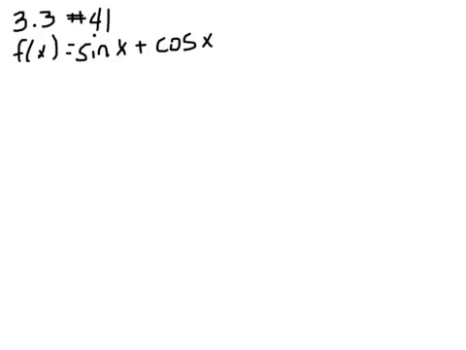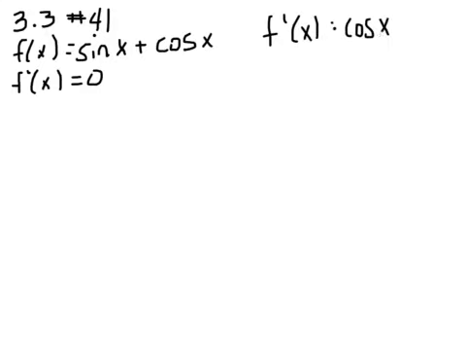So, in order to find my critical points, my relative extrema, what I have to do, if you remember, is take the first derivative and set it equal to 0. So let's take the first derivative of this function. The derivative of sine x is cosine x, and the derivative of cosine x is negative sine x. So there's my first derivative.